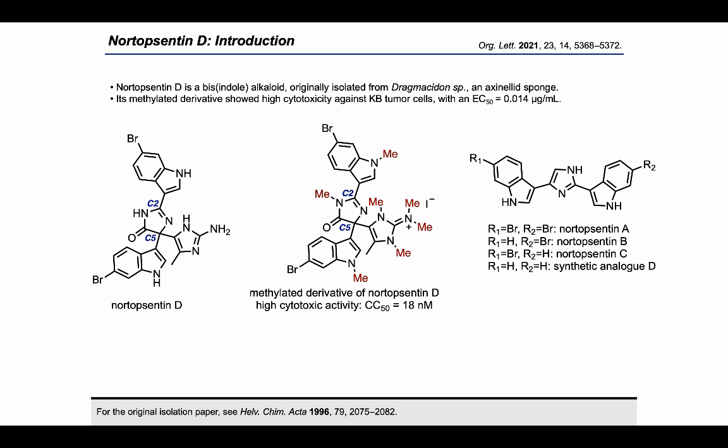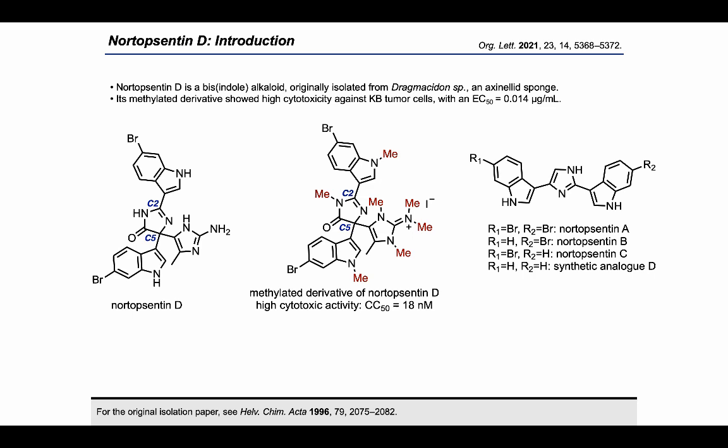Nortopsentin D is also very structurally unique when compared to the rest of the nortopsentin family, which is mainly comprised of bisindole alkaloids with an imidazole linker. Nortopsentin D is instead composed of a central complex trisubstituted imidazol-4-one with a 6-bromo indole at the C2 position and a 2-amino-4-methyl imidazole and 6-bromo indole at C5.